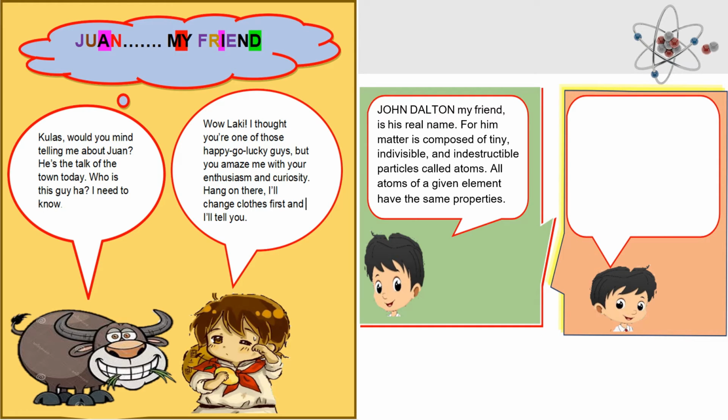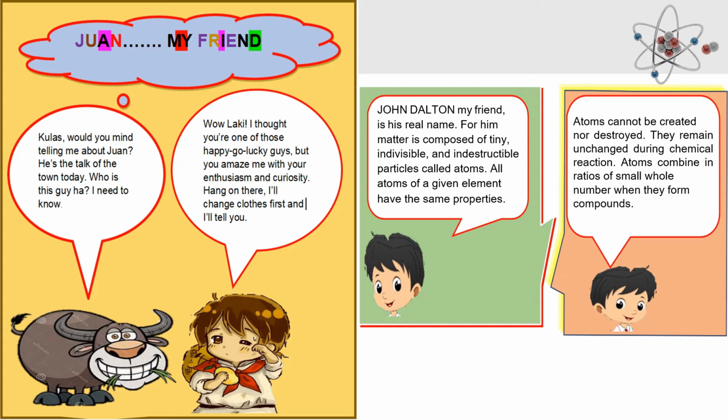John Dalton, my friend, is his real name. For him, matter is composed of tiny, indivisible, and indestructible particles called atoms. All atoms of a given element have the same properties. Atoms cannot be created nor destroyed. They remain unchanged during chemical reaction. Atoms combine in ratios of small whole numbers when they form compounds.